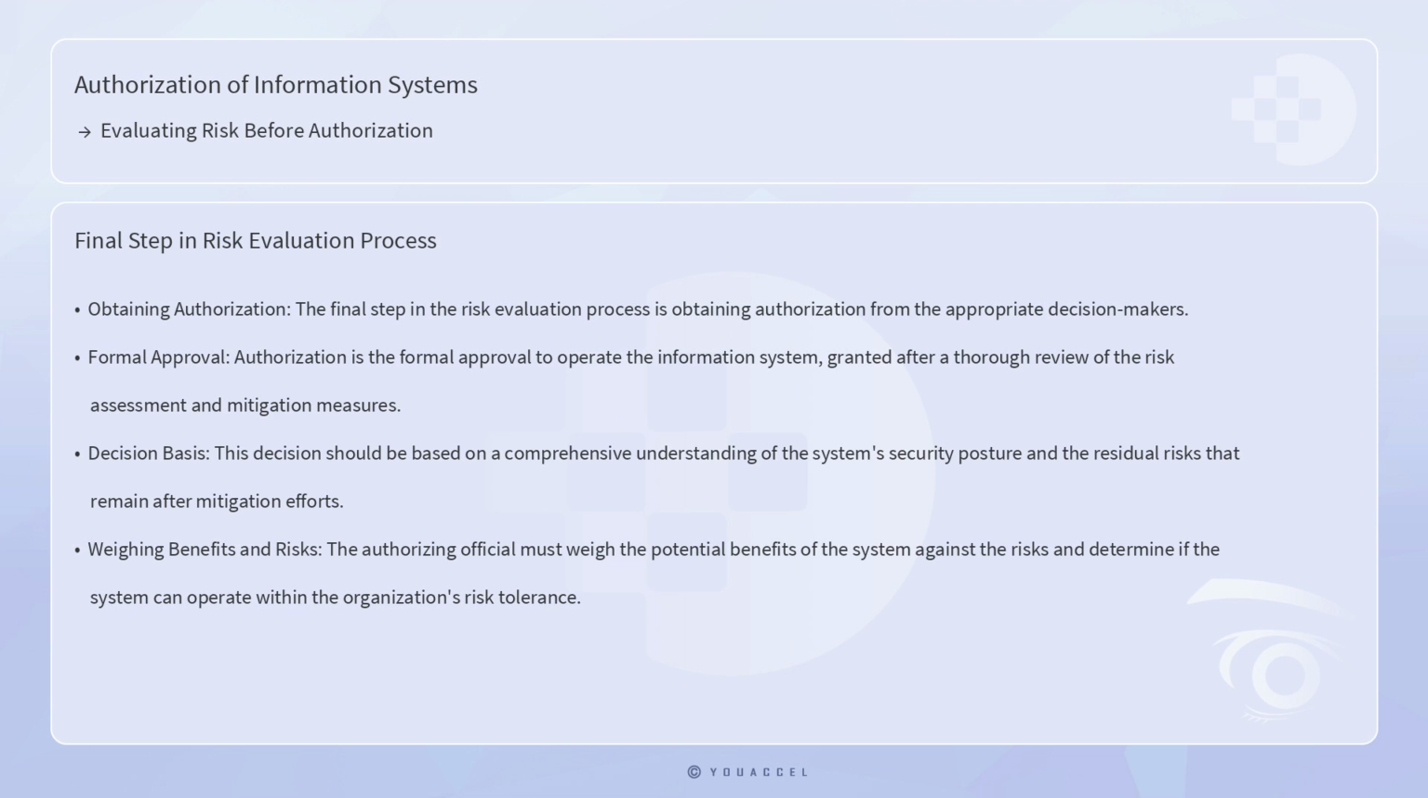The final step in the risk evaluation process is obtaining authorization from the appropriate decision makers. Authorization is the formal approval to operate the information system, granted after a thorough review of the risk assessment and mitigation measures. This decision should be based on a comprehensive understanding of the system's security posture and the residual risks that remain after mitigation efforts. The authorizing official must weigh the potential benefits of the system against the risks and determine if the system can operate within the organization's risk tolerance.